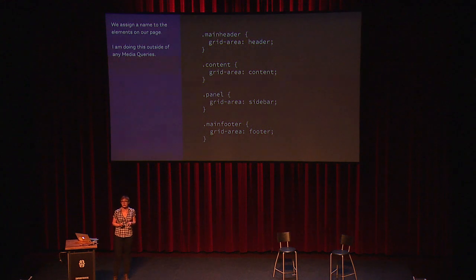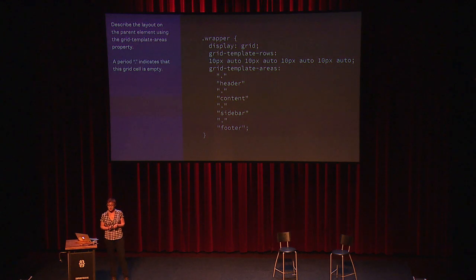The first thing we do, outside of our media queries, is assign a name to the various page elements that we want to position. So we're using this grid-area property again. And this is the property we saw right at the beginning that you can use to define your lines, all four lines at once, that I thought was a little bit confusing. So we can use this, though, to actually name the areas.